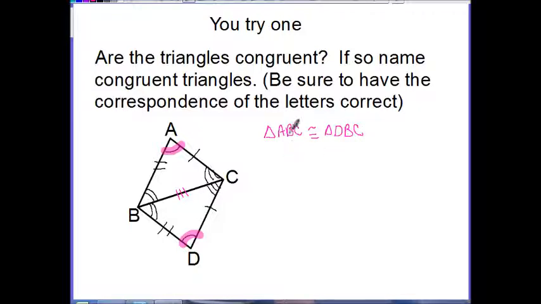Now, double check your sides. Side AB has a 2 tick mark on it, just like side DB does. Side BC and BC match up, they had 3 tick marks. Side AC has a 1, just like side DC does. The correspondence of the letters is congruent.